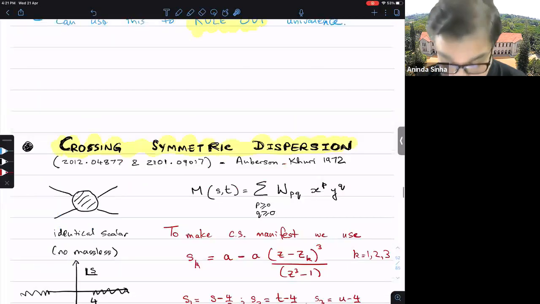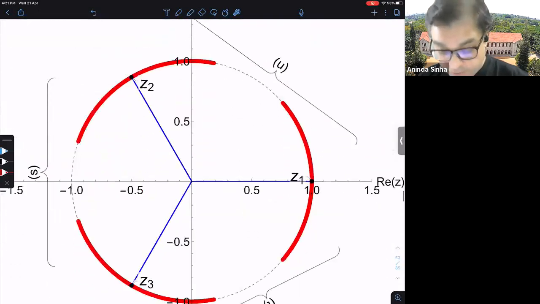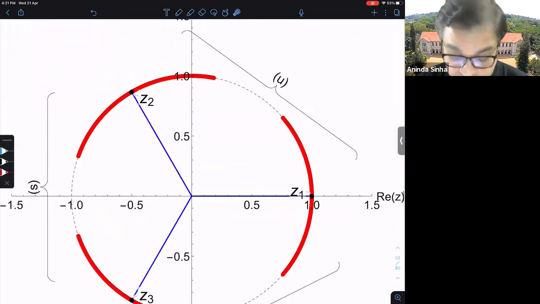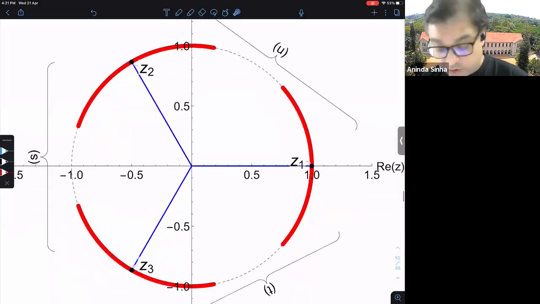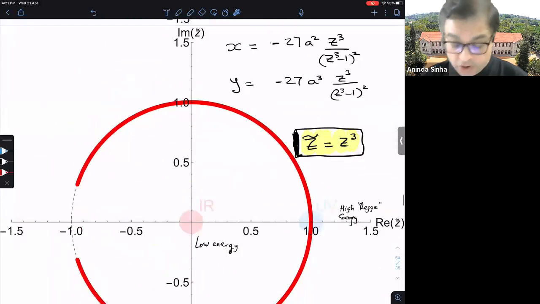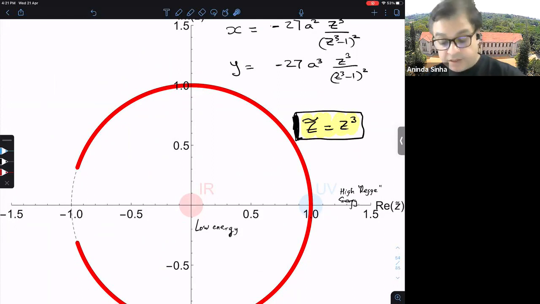Because of lack of time, I don't have time to go through this in any detail, but let me just tell you very interestingly. So this was the complex Z plane plot that I showed you. And I told you that in the fully crossing symmetric object, the correct variable is Z cubed, not Z. And so this is the plot in the complex Z cube plane. So Z tilde is Z cubed. So all the S channel, T channel cut gets mapped to this red arc on the boundary. This is the low energy region. This is the Regge high energy region.